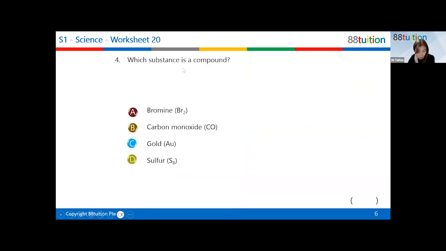Next one, question 4. Which substance is a compound? Define compound. Define compound for me. Let me see whether you all still recall how to define this. Tammy, can you define or not, Tammy? What is the definition of compound?